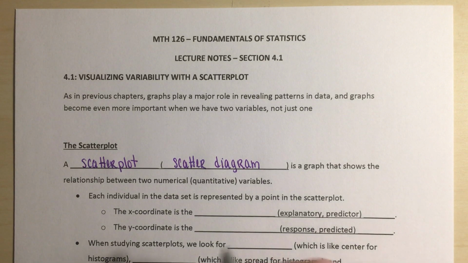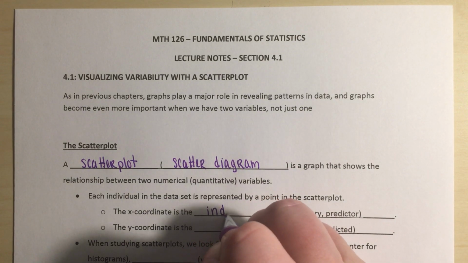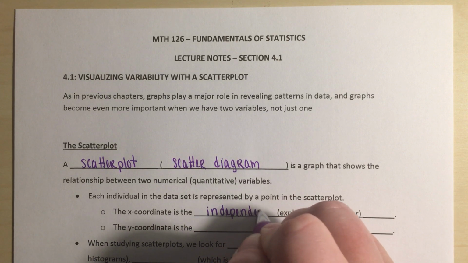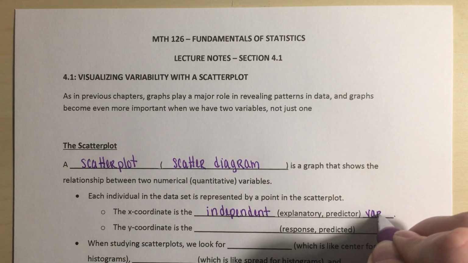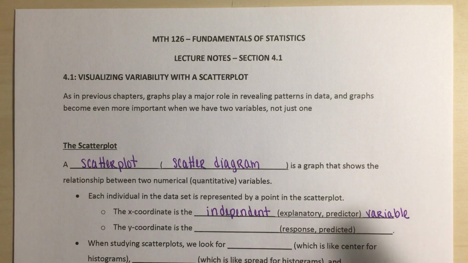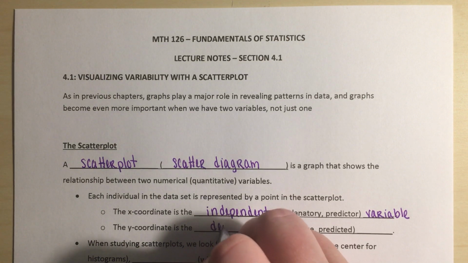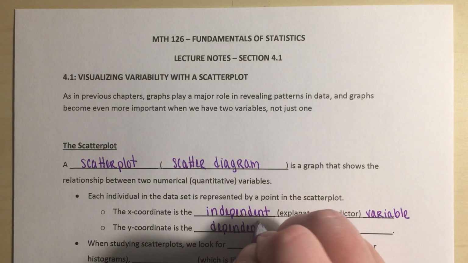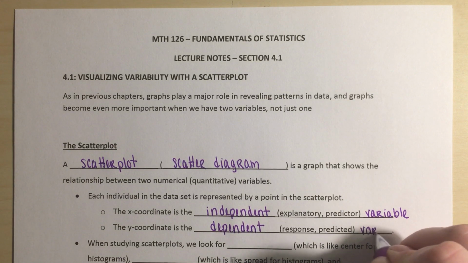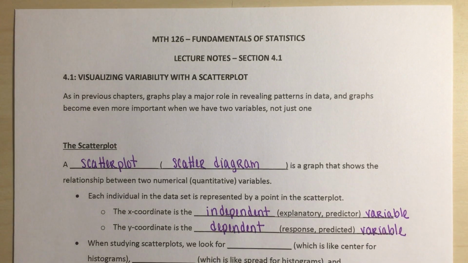The x-coordinate is the independent variable, sometimes also referred to as the explanatory or predictor variable. The y-coordinate is the dependent variable, which is the response or the predicted variable. So basically we're taking our x variable, the independent variable, to explain or predict our dependent variable, our y-coordinate. When studying scatterplots, we look for three things.